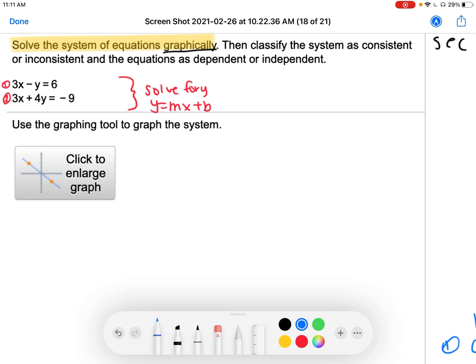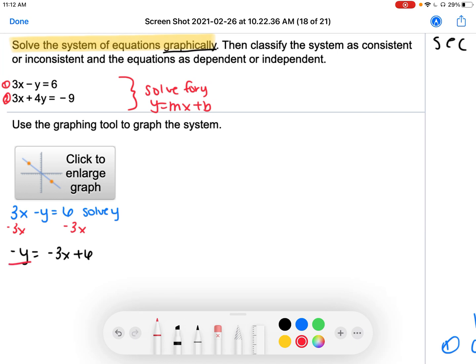So the first one we have is 3x minus y equals 6. Let me go ahead and solve for y. Let's get y by itself. So let's move 3x: minus 3x, minus 3x. So that we're left with negative y is equal to negative 3x plus 6. Now I get y by itself.